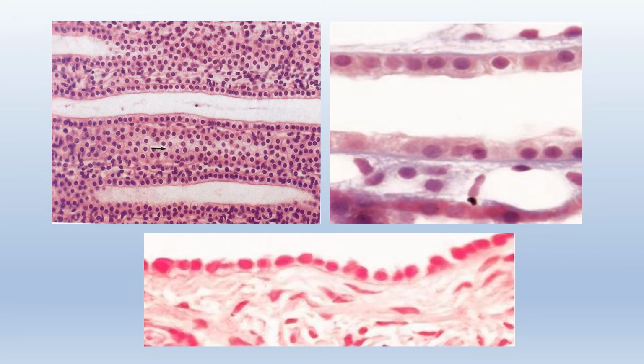This picture shows a simple cuboidal epithelium with square cells. We can see this is the square cell, with a visible round cell nucleus in the middle of the cell.